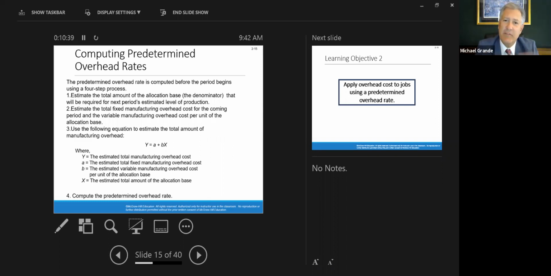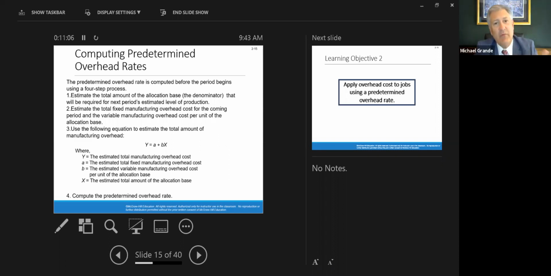You need to come up with the variable costs. So the total variable cost is a function of two things: the variable cost per unit multiplied times the number of units, or in this case, the allocation base. So you need to have a variable manufacturing overhead cost per direct labor hour multiplied times the number of labor hours.